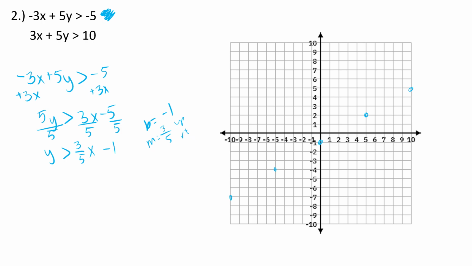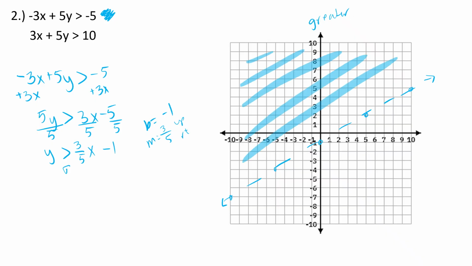And this is a dashed line, so I'm going to make sure that I'm making it a dashed line, and it is y is greater than, and remember your y values as you go up are greater. And so I'll grab my highlighter and just shade that in. Okay, so there's my blue shaded region. And what kind of color do we want to pick? Let's do this orangey color.